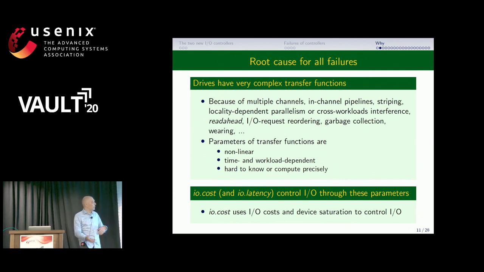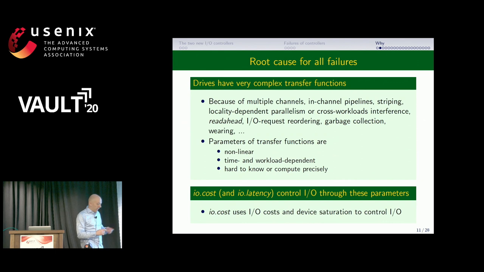So multiple channels, pipelines, striping, parallelism that depends on locality, or interference that depends on locality, read ahead, reordering, garbage collection, wearing, and so on. So they are complex. And the parameters of this function, that tell you what will happen in output, are nonlinear. They vary with time. They vary with workloads. Given the same workloads, they still vary with time during the execution of the workload. And they are hard to guess, hard to know, hard to compute.